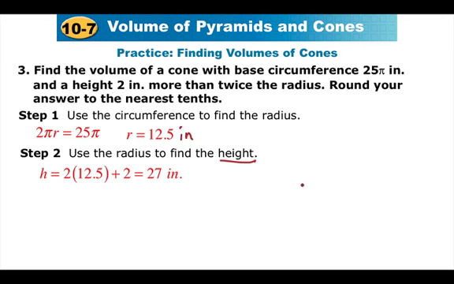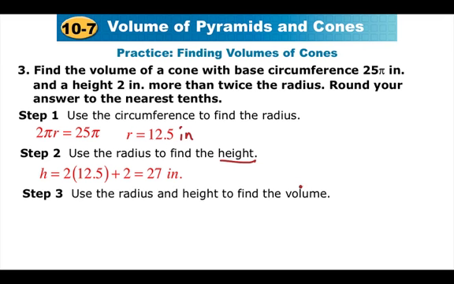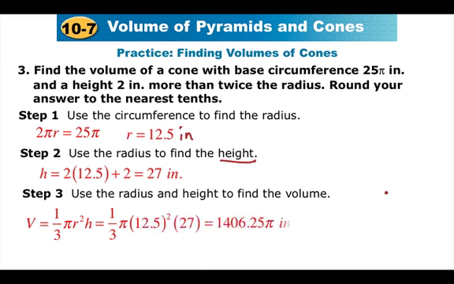And then at this point, we have enough information to actually find the volume of this cone, which is 1/3 pi times the radius, 12.5, times the height, which is 27. Simplify, you get the following. If you round to the nearest tenth, this is your answer: 4,417.9 cubic inches. Next slide.